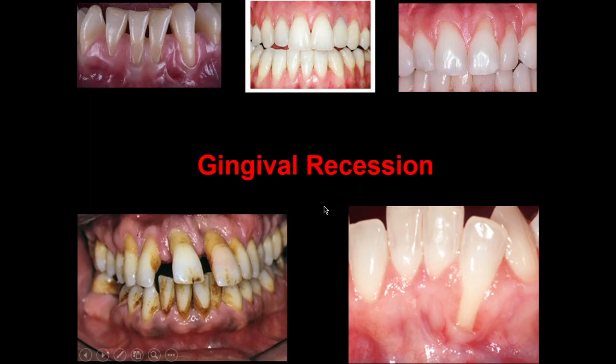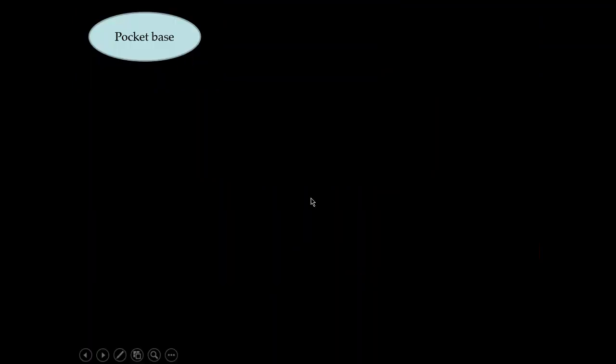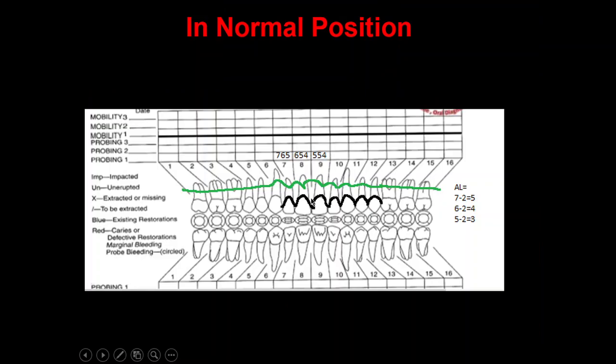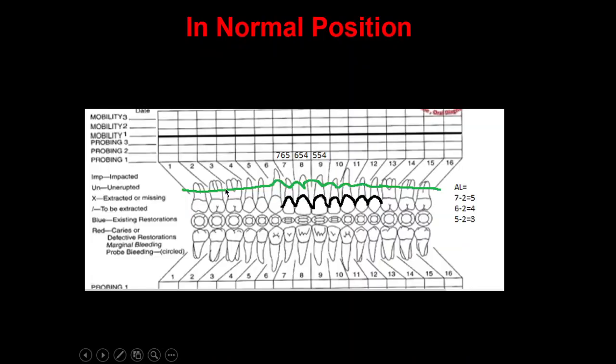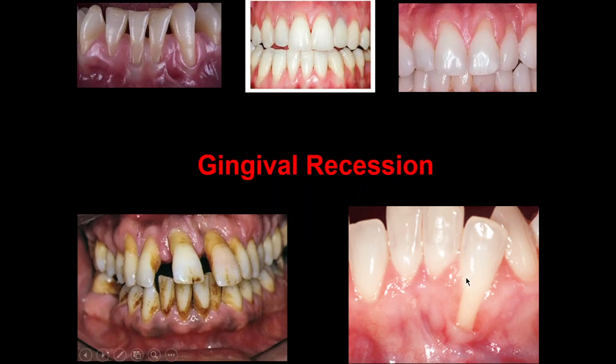This is different in the precision. When we have a case of recession, just like this photo, here we have the CEJ. This is the starting of the attachment loss. And this is the free gingival margin. So when we insert the pocket probe here, this is the pocket tip.